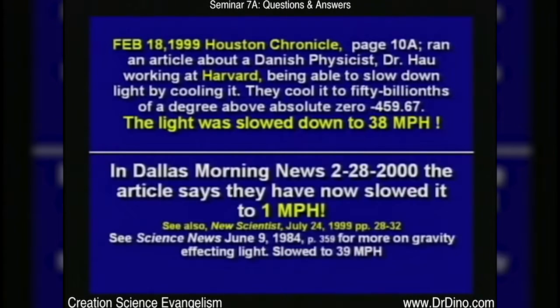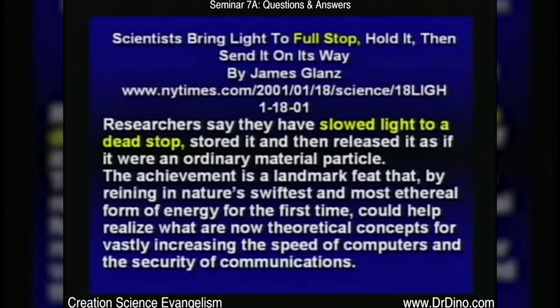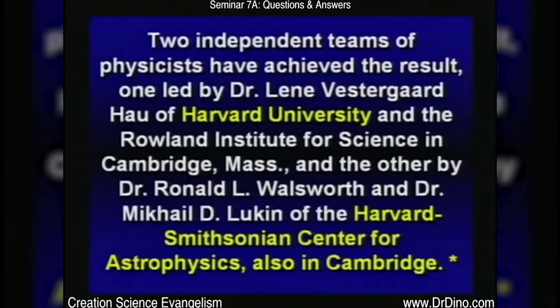At Harvard University back in '99, they slowed light down to 38 miles an hour. The next year, they slowed it down to 1 mile an hour, and the next year brought it to a dead stop. Light goes pretty quick, 186,000 miles a second. They slowed it down. It was done at Harvard, it was done at Smithsonian, it was done at Cambridge University, a repeatable, demonstrable experiment. Now that is science. If you do an experiment, get a result, somebody else follows your data, does the same experiment, gets the same result, that's science. They slowed light down.